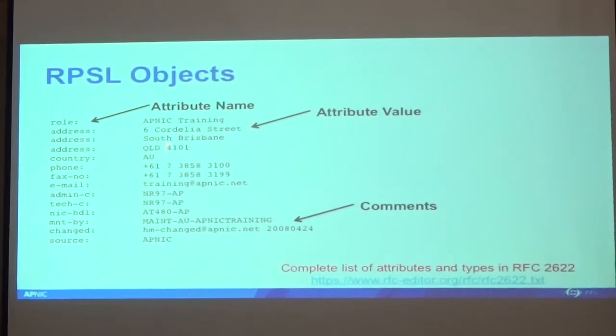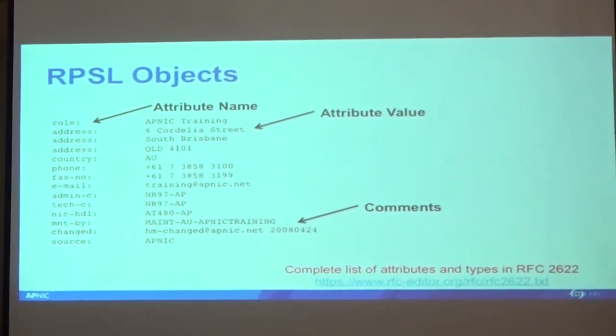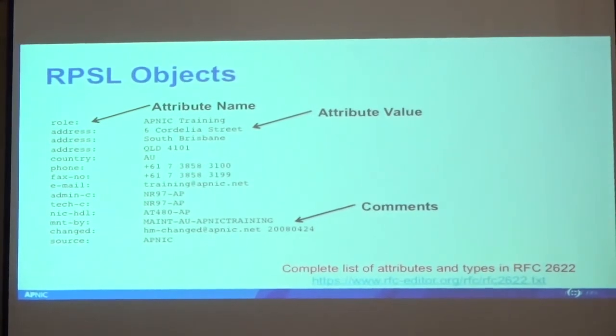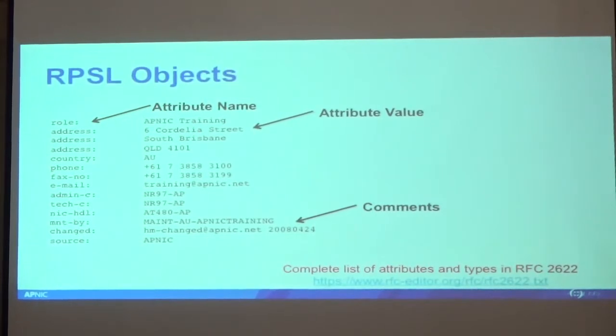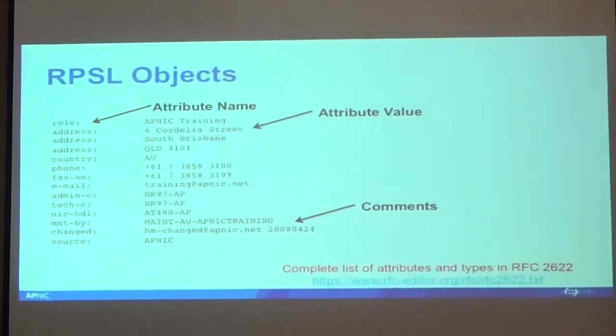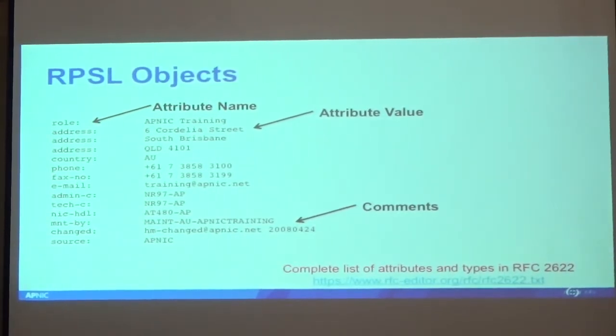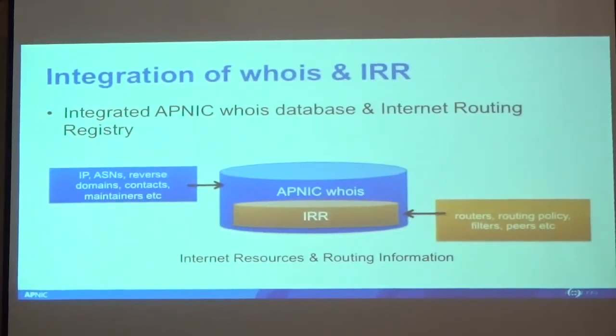Here is an example of a role object. On the left side, you'll find attribute names. These are different fields, and the information or value for that particular attribute. This whole thing is what we call an object. Now, I will not go through each of them, but to have a list of all of those attributes and types, have a look at RFC 2622. In this session, we'll look at some of the objects that are important for our particular purpose.